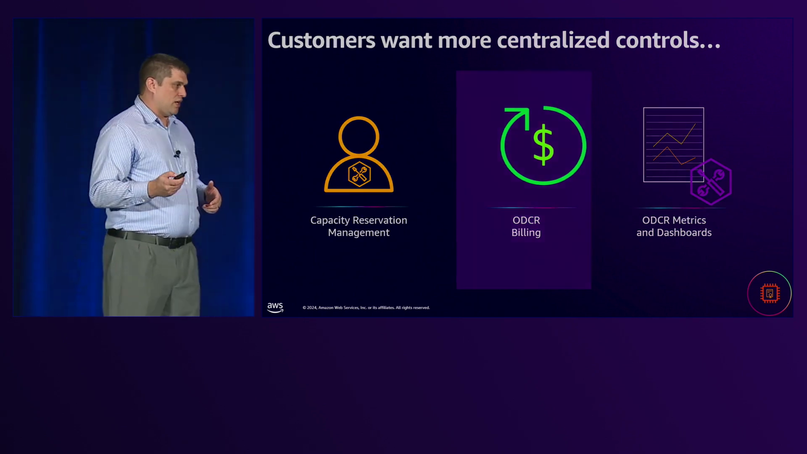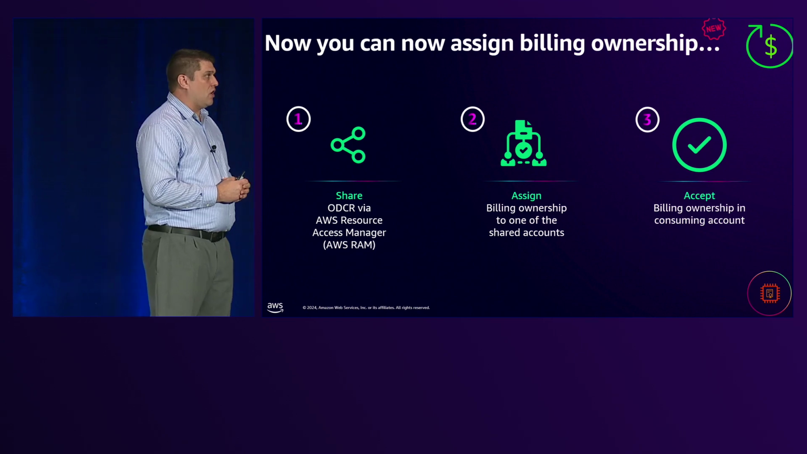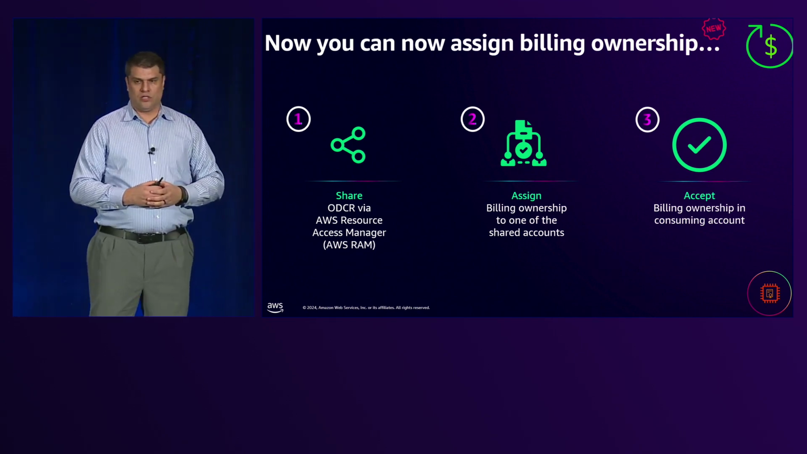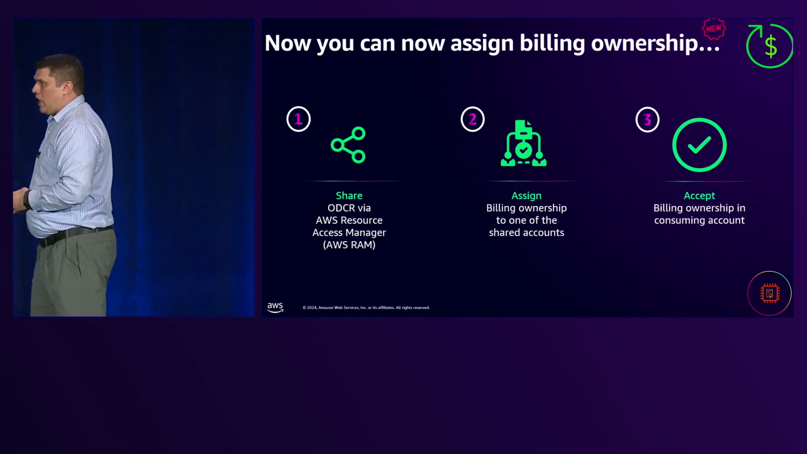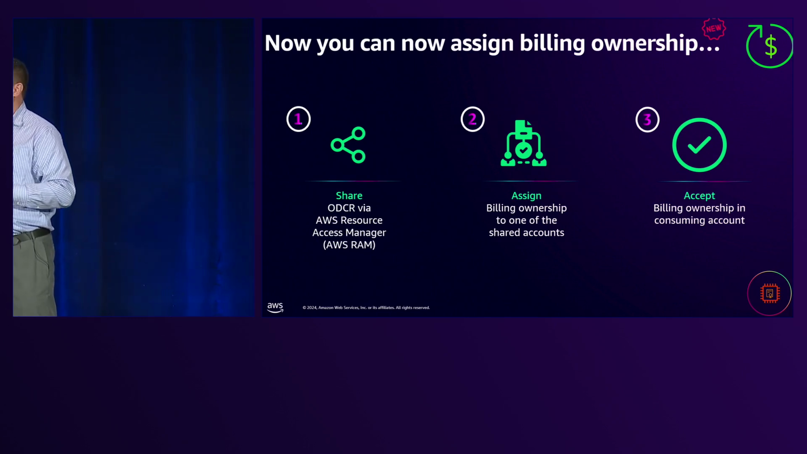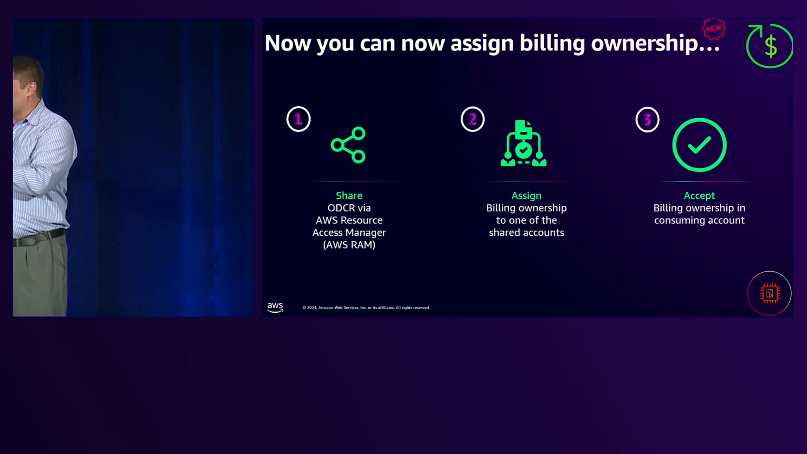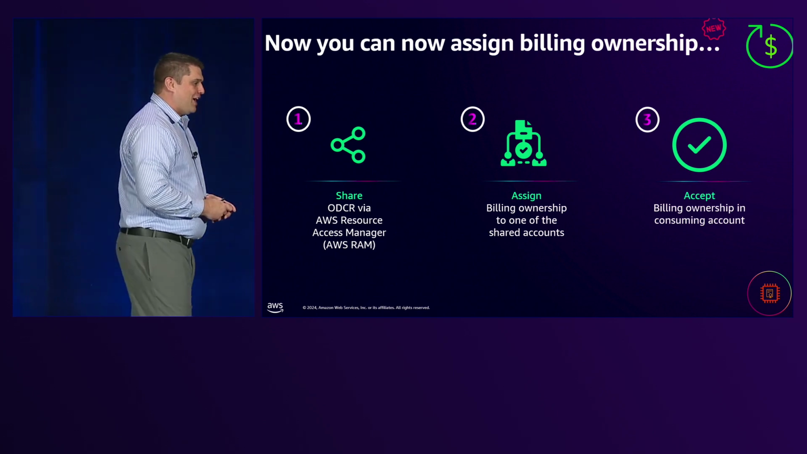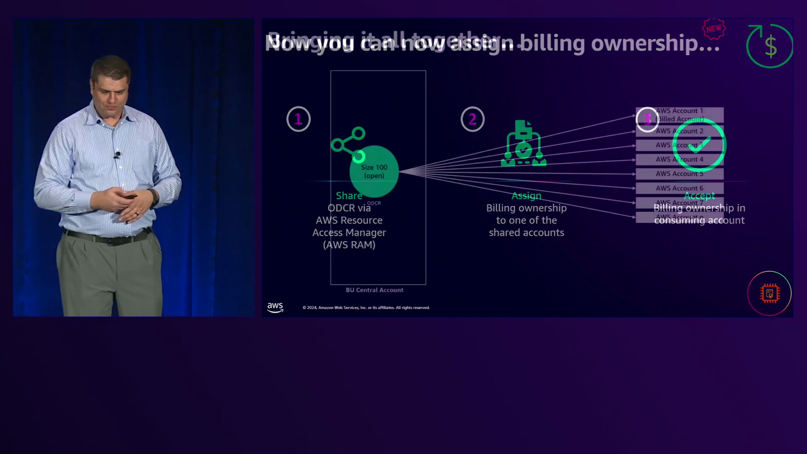The other thing that customers want is the billing flexibility. So now, as of a couple weeks ago, we just launched the ability to assign that billing to another account. So if I were to share my ODCR with Dave, I can now assign that ODCR billing to him, and if he doesn't use it, he's the one that has to pay for it. He has to accept. The third step is accepting. I can't just go and throw my unused ODCRs onto him and have him not accept it. So there is that acceptance part.